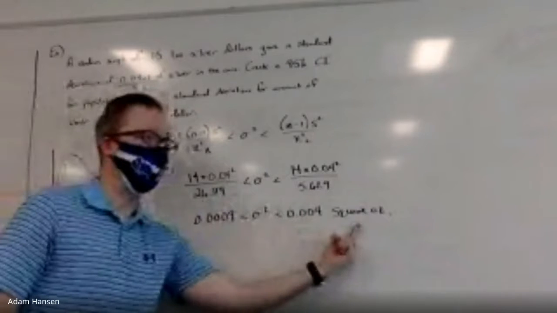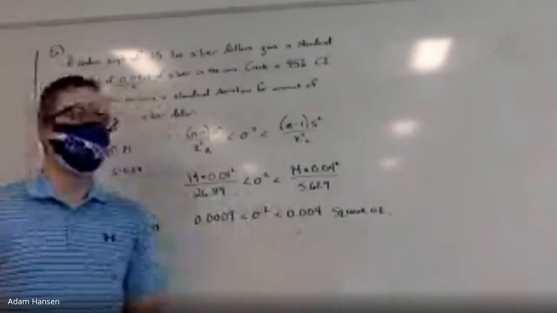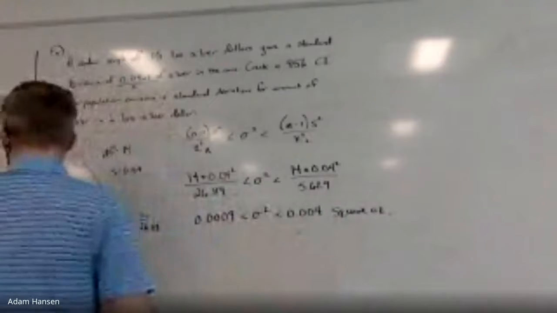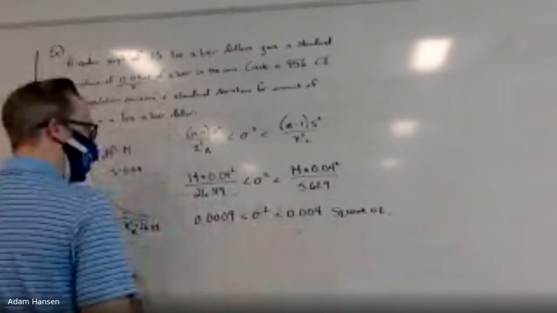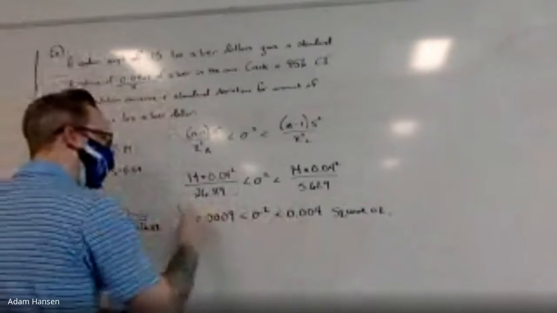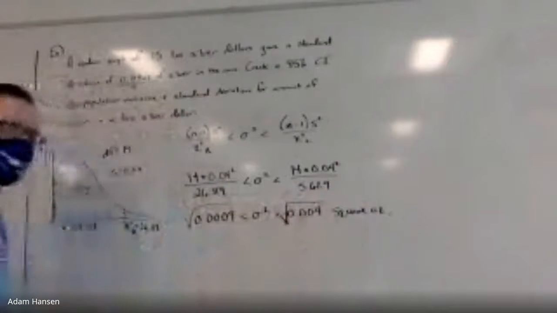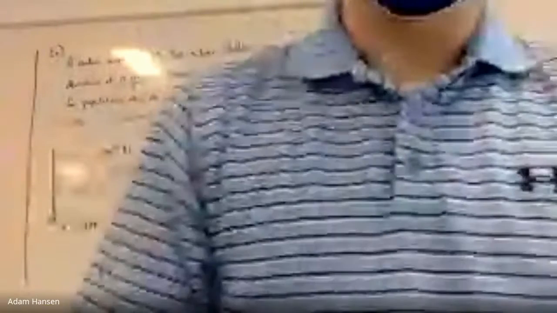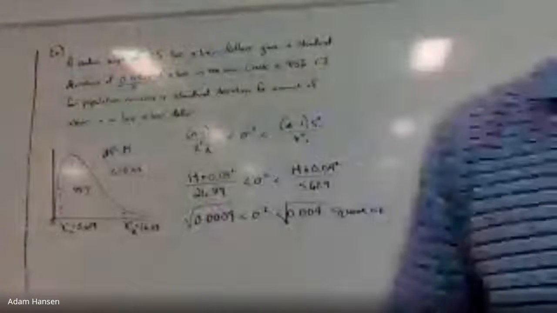So to get it back into more usable units, let's write the population standard deviation confidence interval. What do I do to these two numbers? Square root. The square root of 14 times 0.04 squared divided by 26.119, which is about 0.0293.